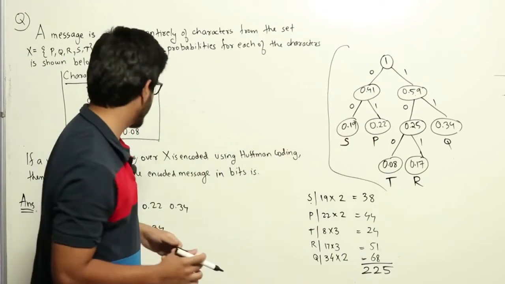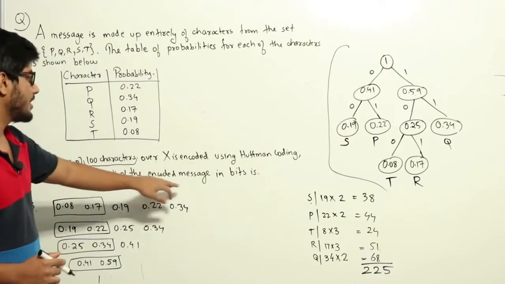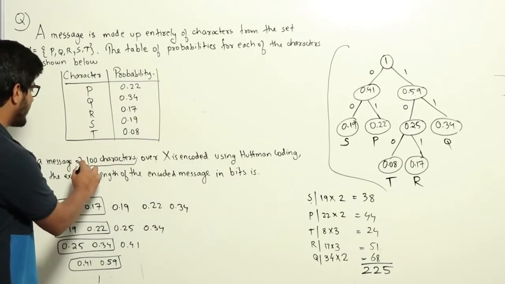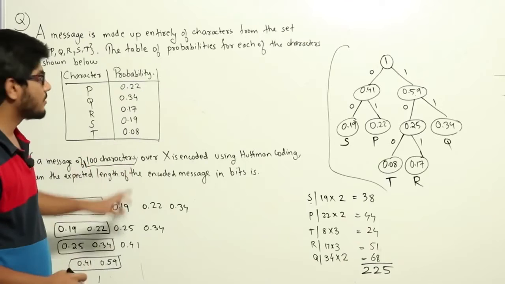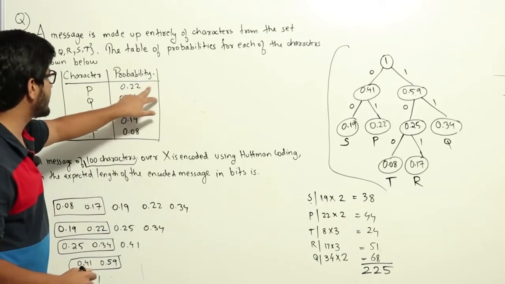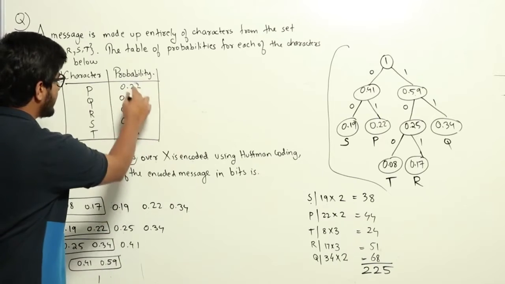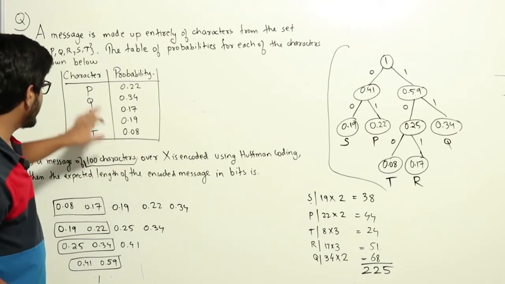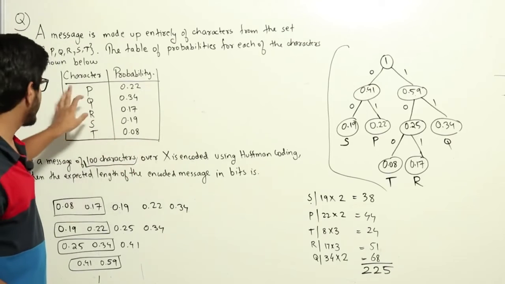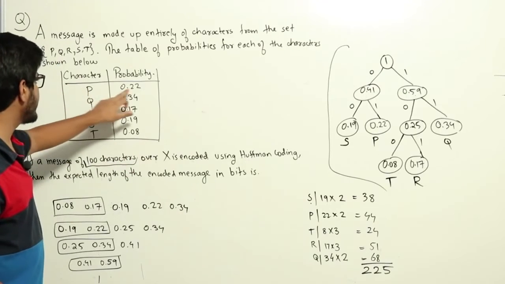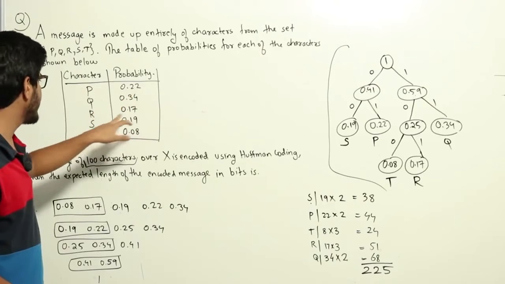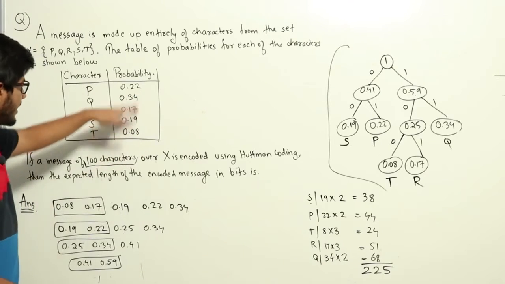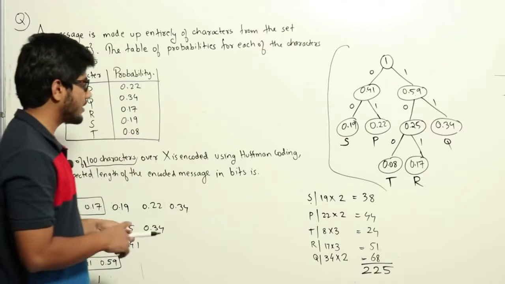Now we need to find out what the expected length of the encoded message in bits is. So in the question it is given there's a total of 100 characters. So if you multiply each of the probabilities with 100, you will see that in total it will give us 100 when you take the sum of all this. Meaning if there are 100 characters, the expectation is that there will be 22 P's, 34 Q's, 17 R's, 19 S's and 8 T's.